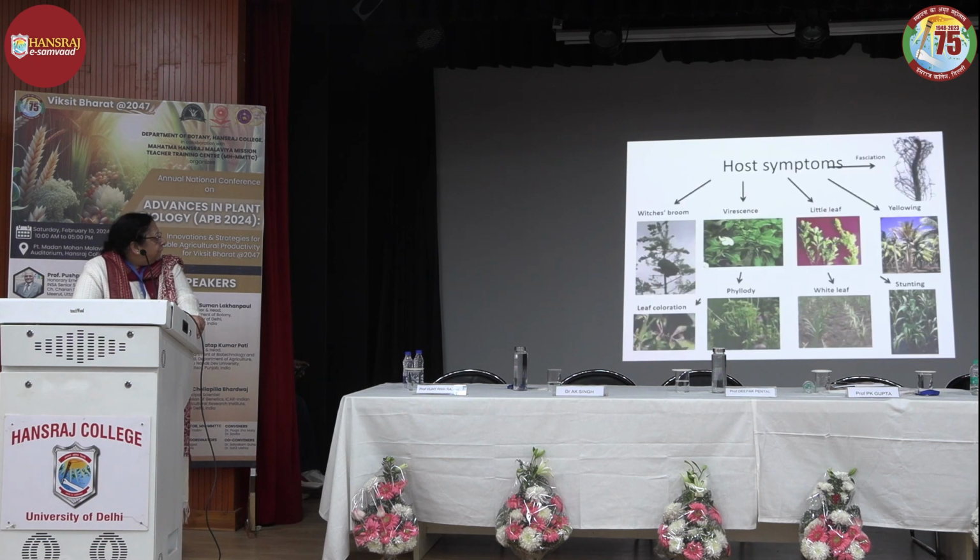Next, please. So these are the various symptoms phytoplasma can cause in plants, which a plant pathologist calls fasciation, yellowing, little leaf, virescence, witches' broom, phyllody, stunting, white leaf.